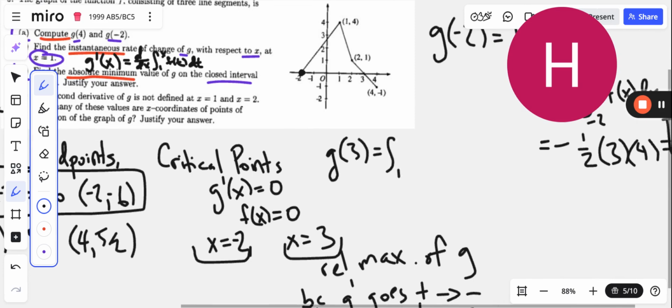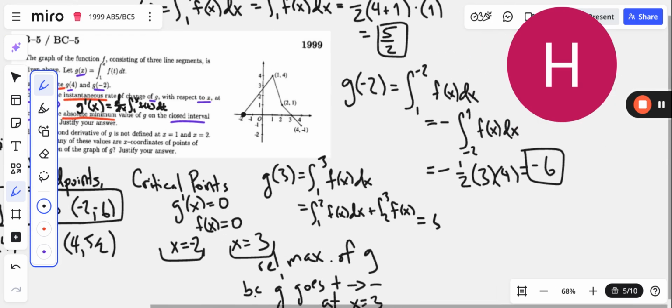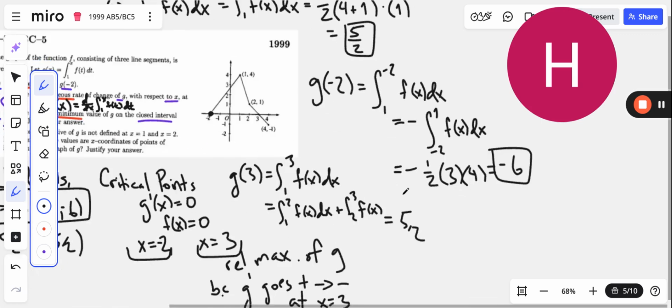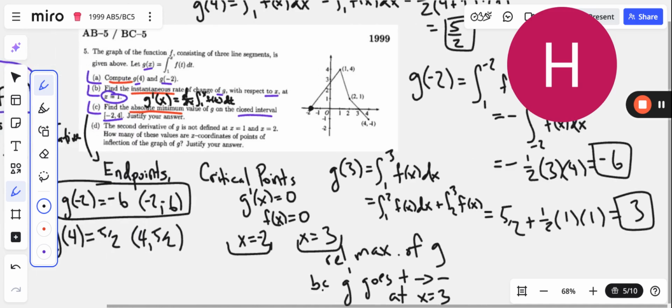It's just the integral from 1 to 3, which is just going to be the integral from 1 to 2 plus the integral from 2 to 3, which is a little triangle. So we have 5 halves, right? We already determined that that's the value from 1 to 2. And then plus this little tiny triangle, which is 1/2 base of 1, height of 1, so total of 6 halves or 3. That's definitely not the minimum value, right?